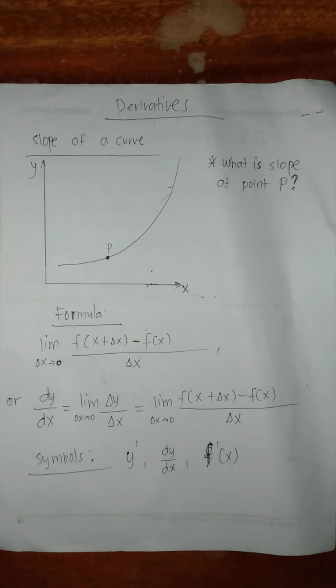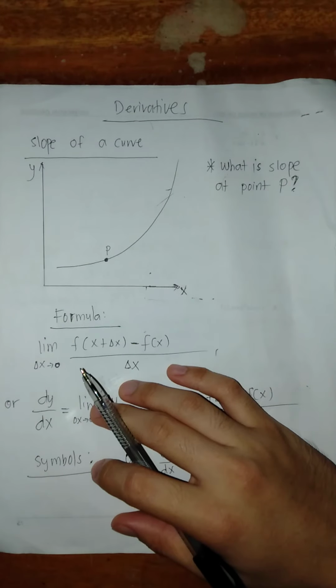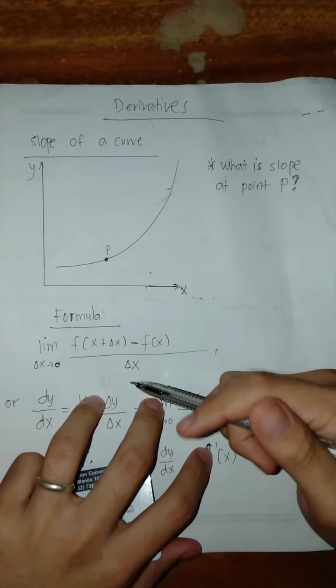Alright, let's talk first about the review. If you need to review your topics, especially in Mathematics in the Modern World, let's say the first part, the equation of a line. Yeah, because we will talk about that here, but not in a very detailed way. Okay, so let's talk first about the slope of a curve.